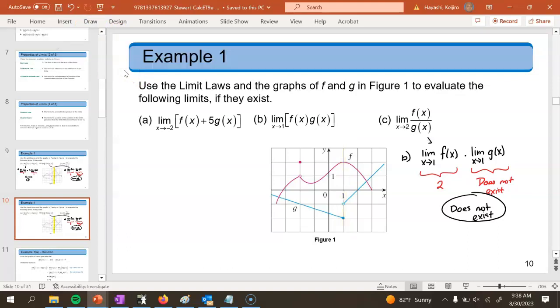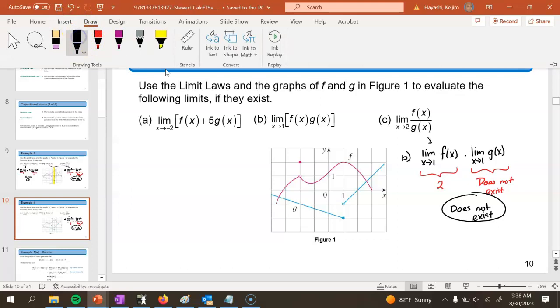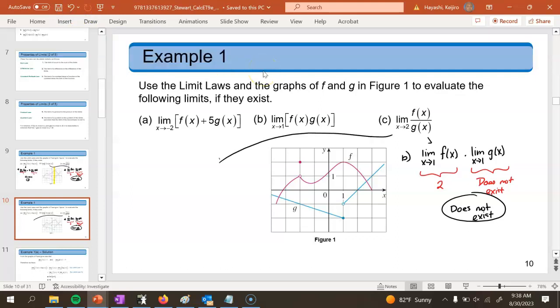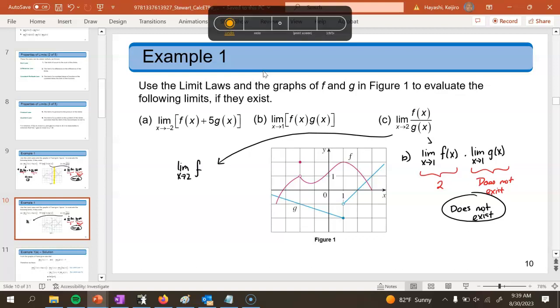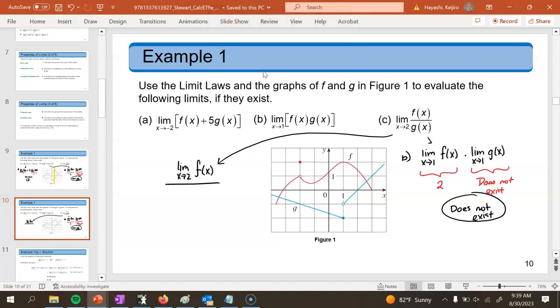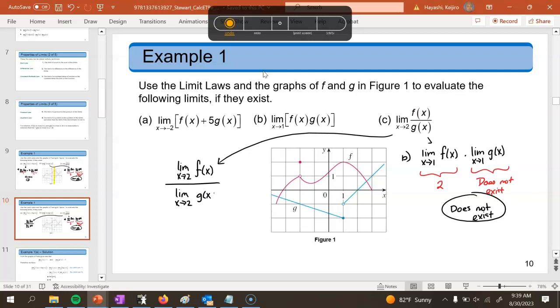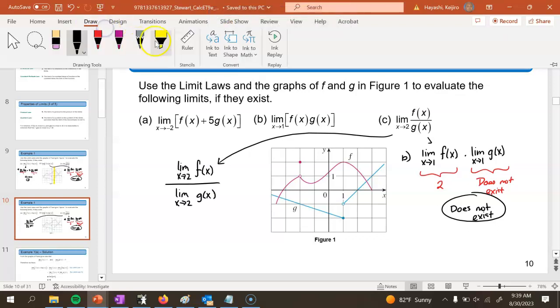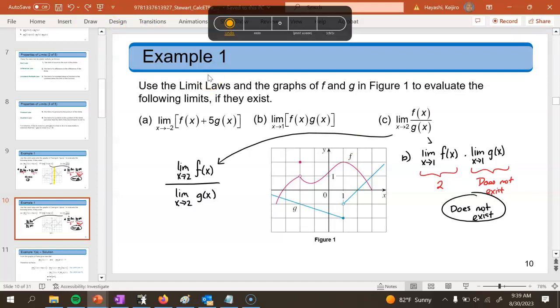Okay, then last we'll do this quotient, where we're looking at a limit of a quotient of functions. We can break that up as a quotient of individual limits. So we can break that up as the limit as x approaches 2 of f, divided by the limit as x approaches 2 of g. And so we're concerned with what's happening around x equals 2, which is this area right here.